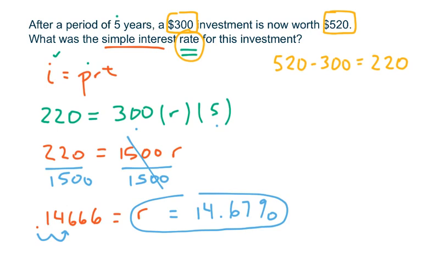We want to make sure to answer a question about an interest rate with a percent rather than a decimal, and be very careful to answer the question that's being asked. This question asks us for the interest rate, so that's what we want to give as our answer.